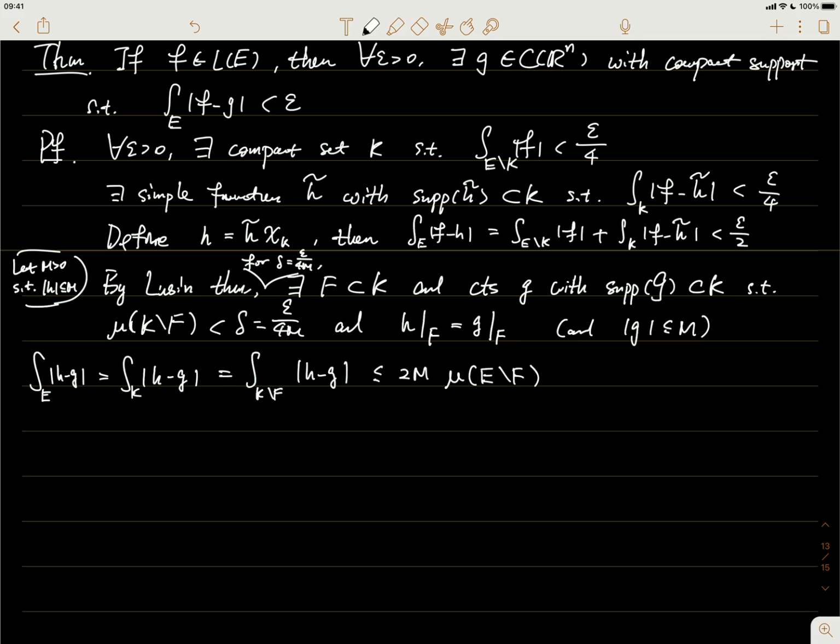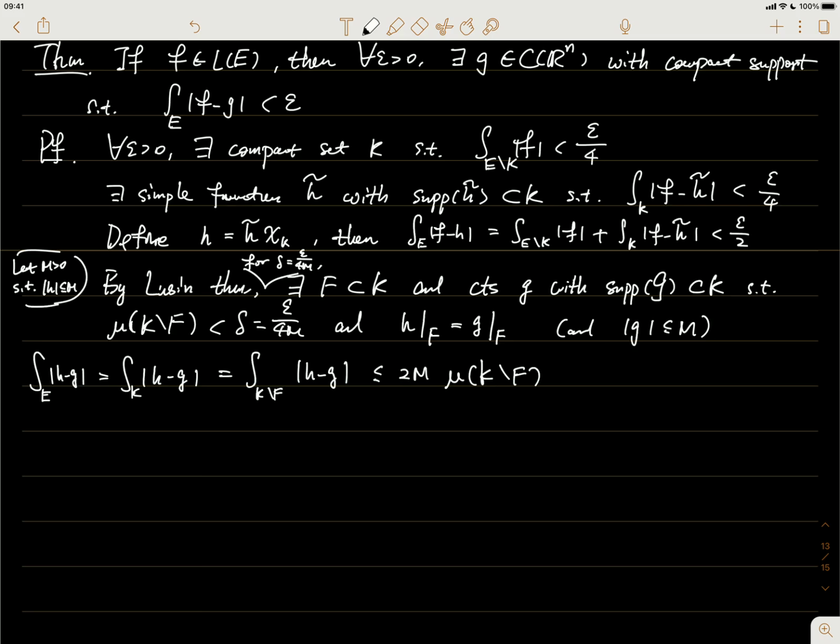And inside the k, we separate it into two parts. One part is f, and the other part is k minus f. But on f, they're identical. So it's only this part left. And then this is 2m times the measure of k minus f. So this should be k minus f.